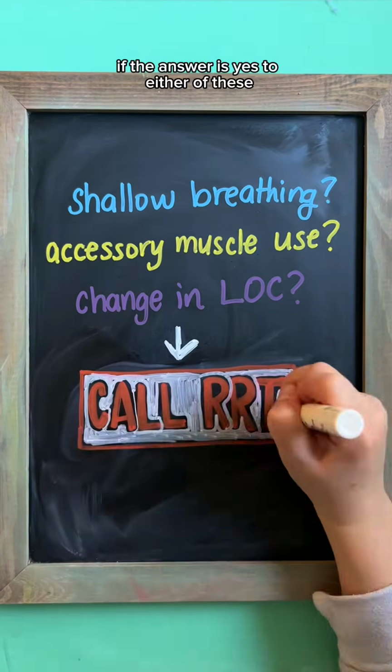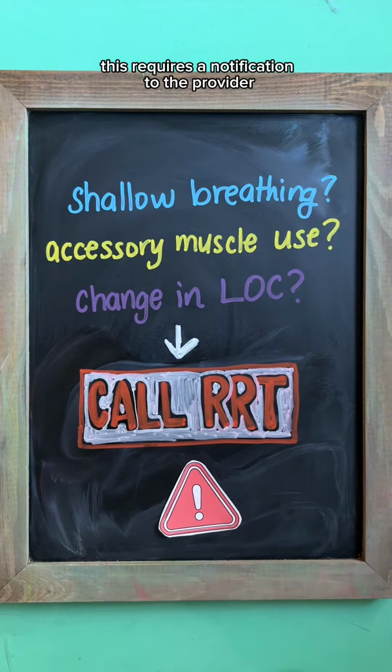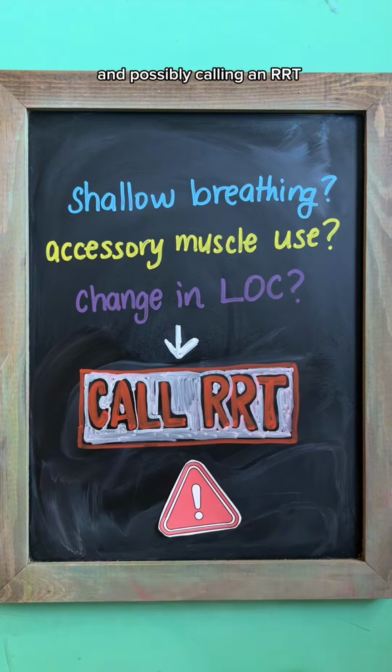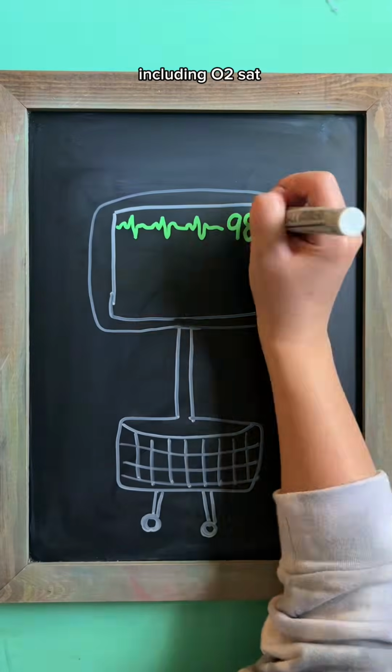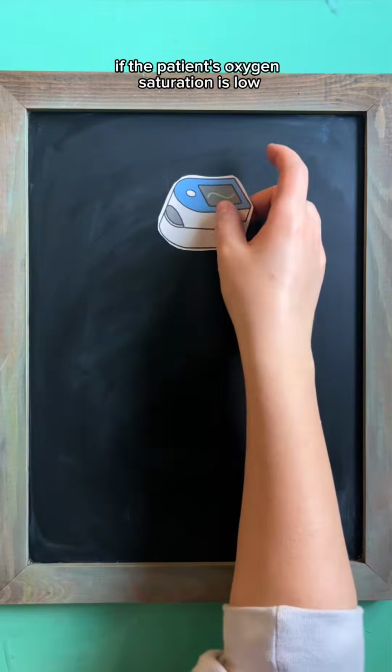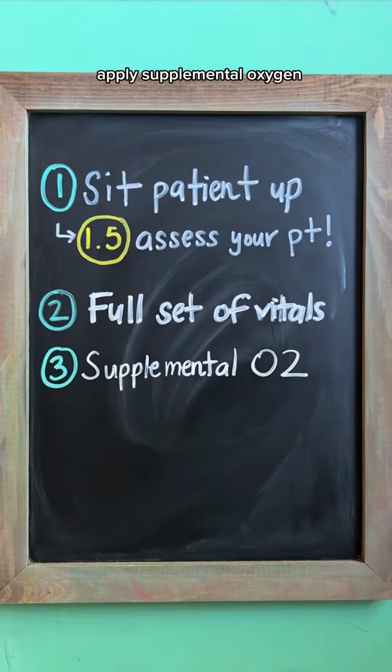If the answer is yes to either of these, this requires a notification to the provider and possibly calling an RRT. Check a full set of vitals, including O2 sat, heart rate, and blood pressure. If the patient's oxygen saturation is low, apply supplemental oxygen.